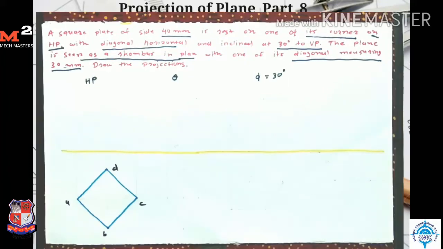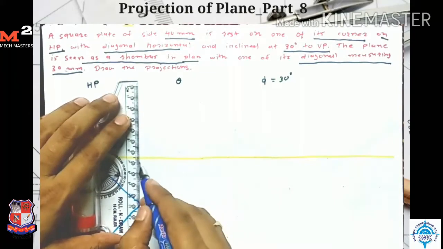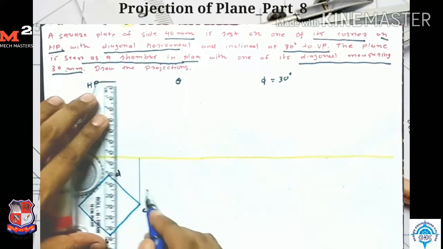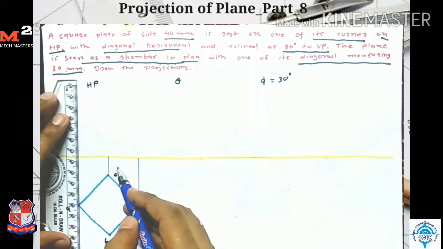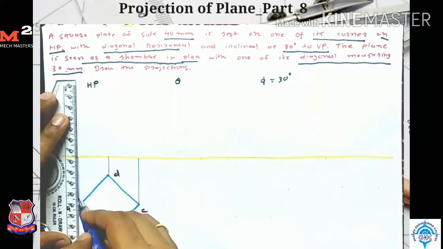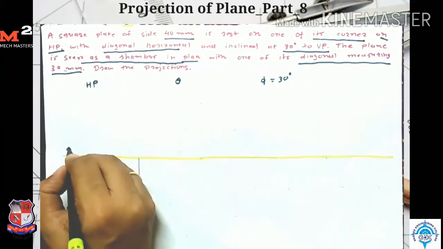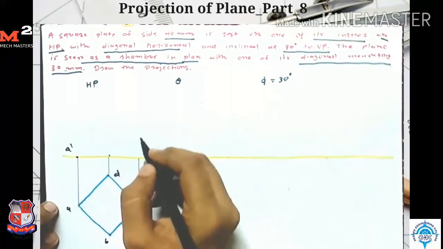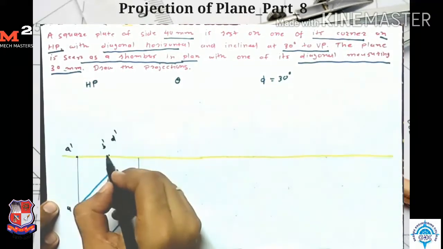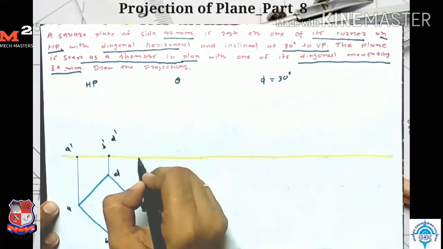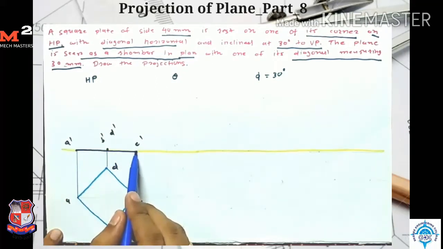Now I simply take the projection from here, and from here. Okay, so here I get my point A dash, here I get my point B dash, D dash, here I get my point C dash. Okay, so this line gives me the front view for the first stage.